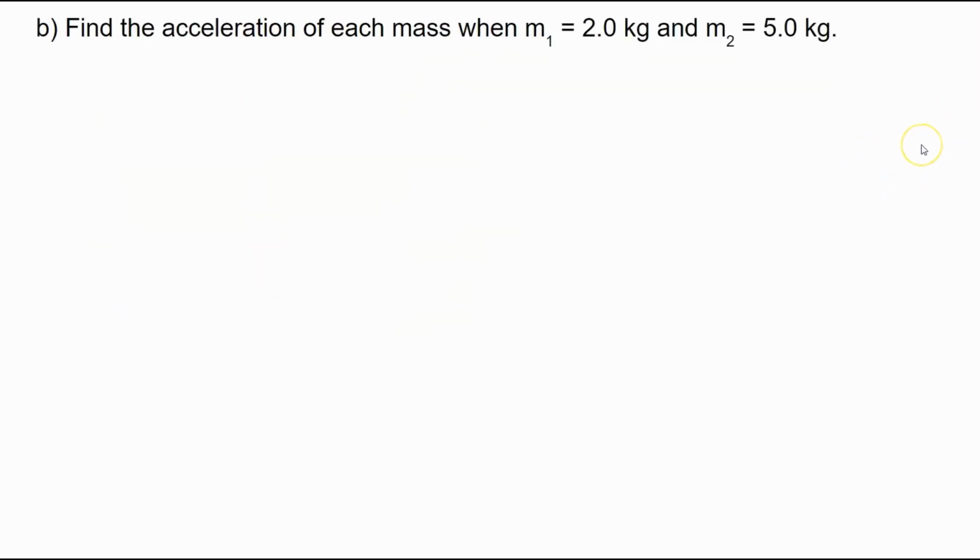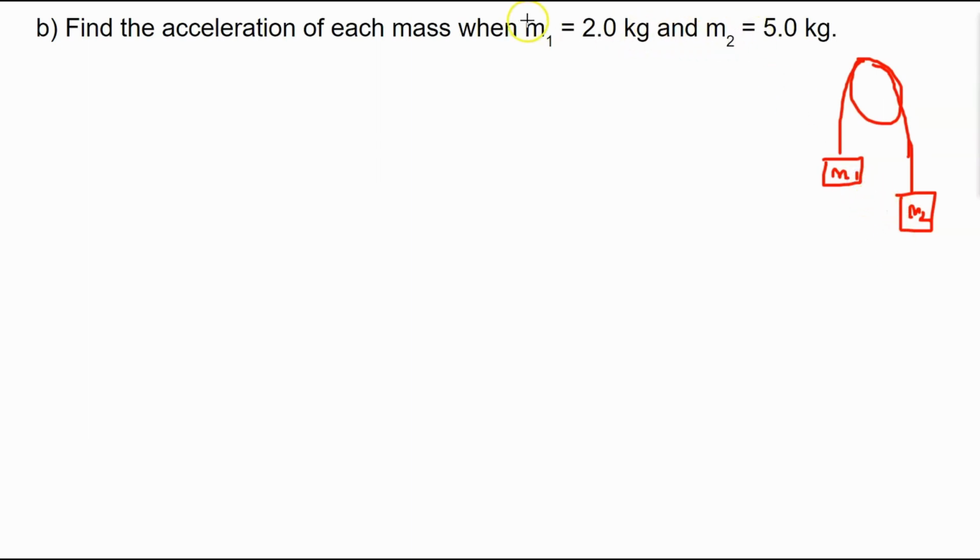So part B: find the acceleration of each mass when M1 is equal to 2 kilograms and M2 is equal to 5 kilograms. So what it's saying is M2 is heavier than M1. And I really wish I had kept the Atwood machine drawing, but to give you a poor man's version of it, I'm just going to draw it right now. So this is M2 and this is M1.